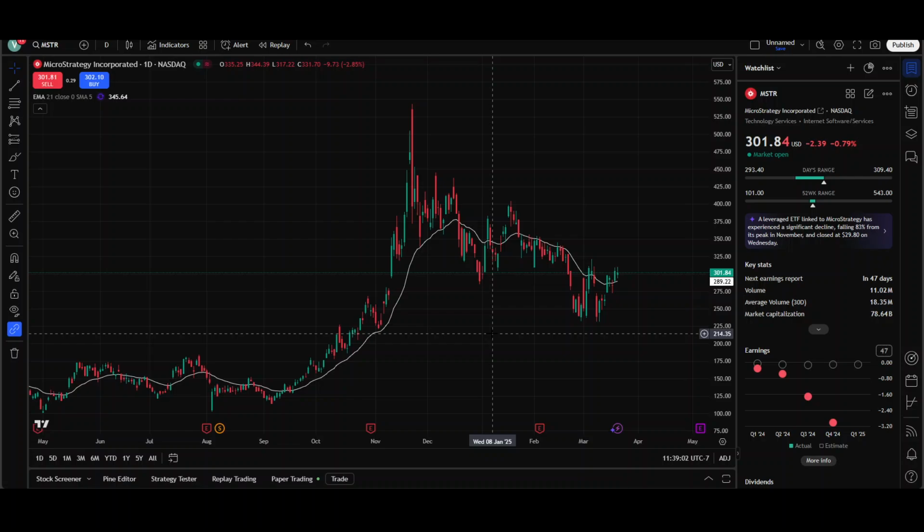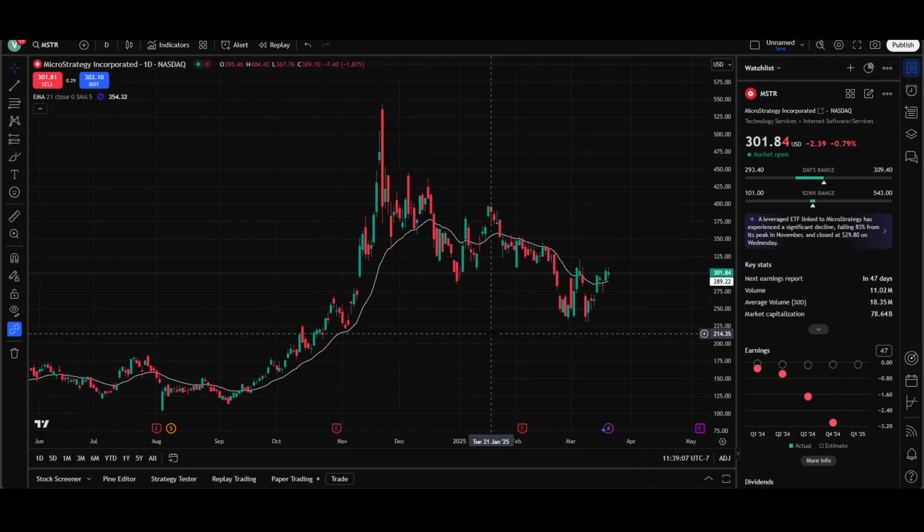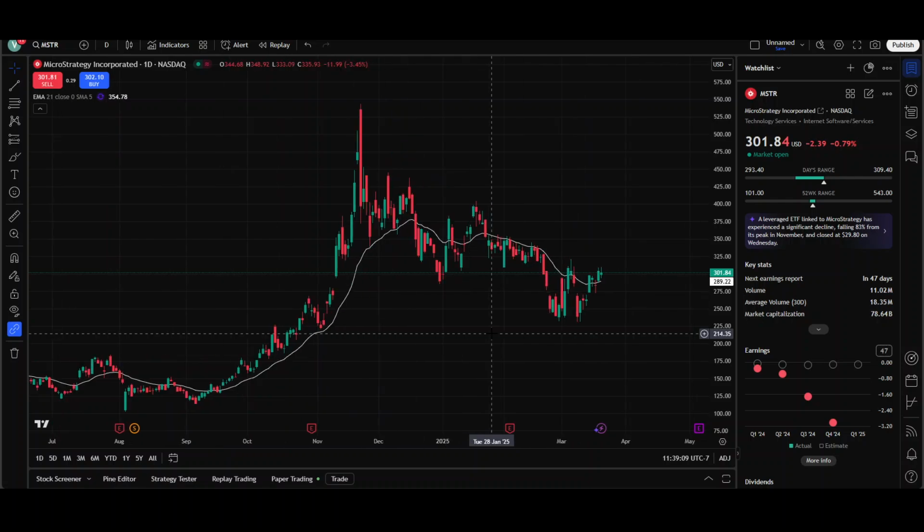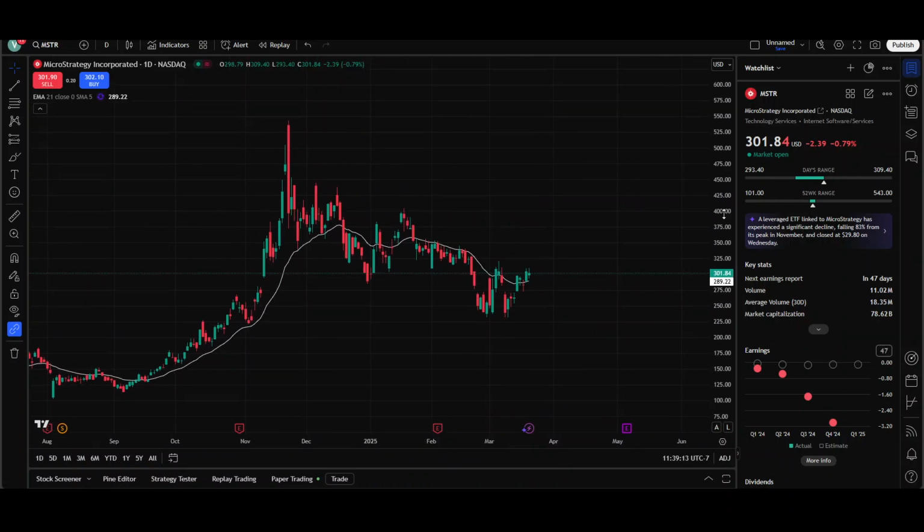So let's go over what the market participants are doing on the chart. Are the bears in control? Are the bulls in control? Who's in control of this market right now, and where is it headed in the future, most likely?